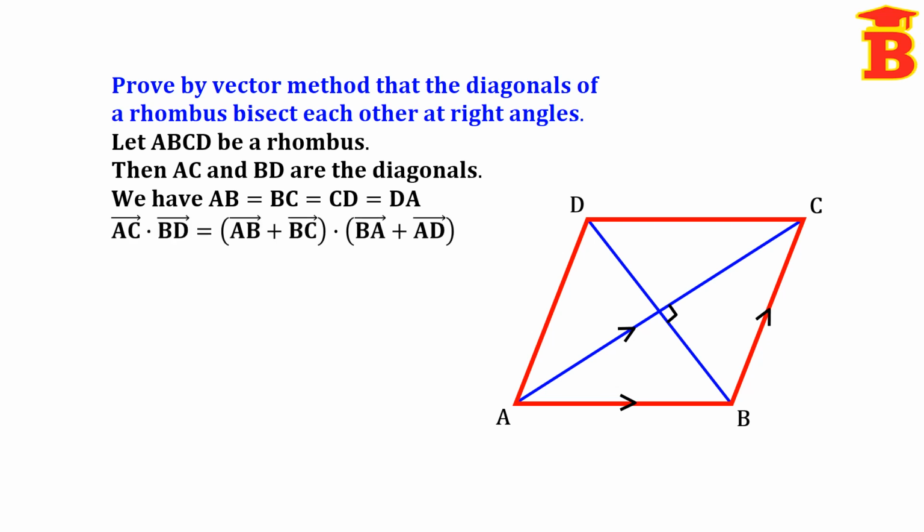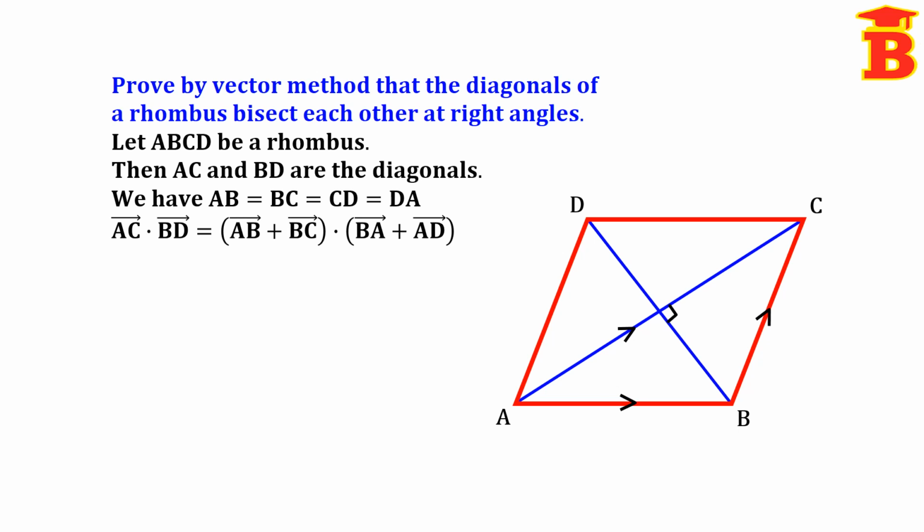Now take the diagonals' dot product, that is AC vector dot BD vector. Now taking this triangle ABC, AC vector is AB vector plus BC vector. Similarly, taking this triangle BAD, BD vector is BA vector plus AD vector. Now for the next step, there is a hint. Try to write this second bracket letters same like first bracket. This is what we used in the previous problem also.